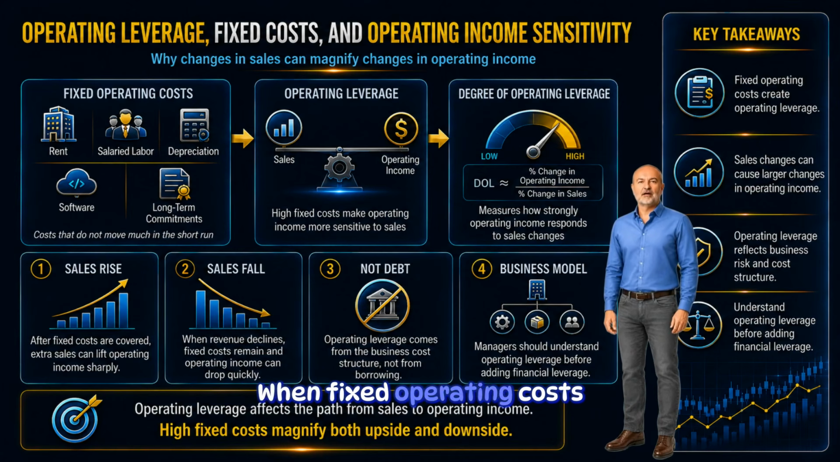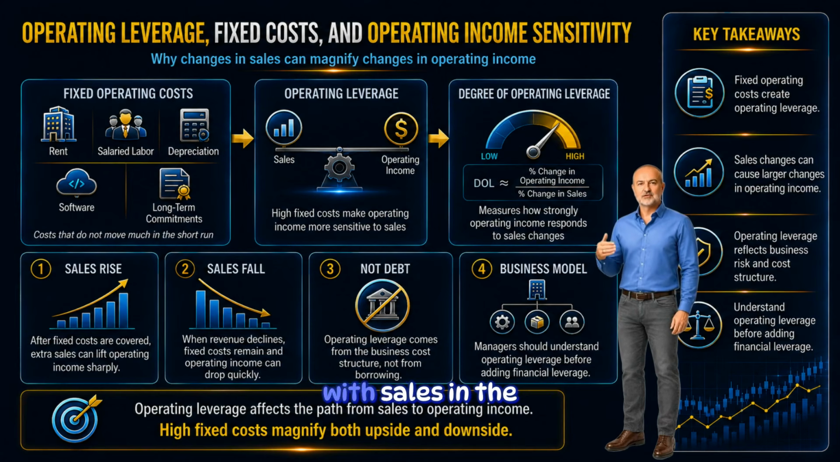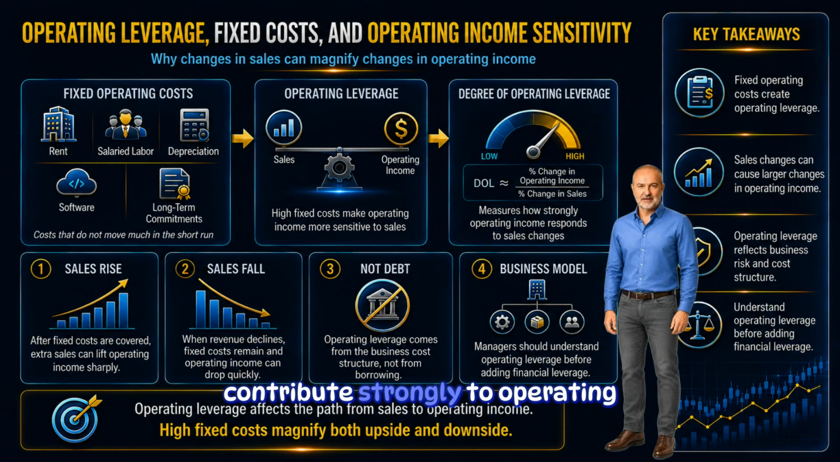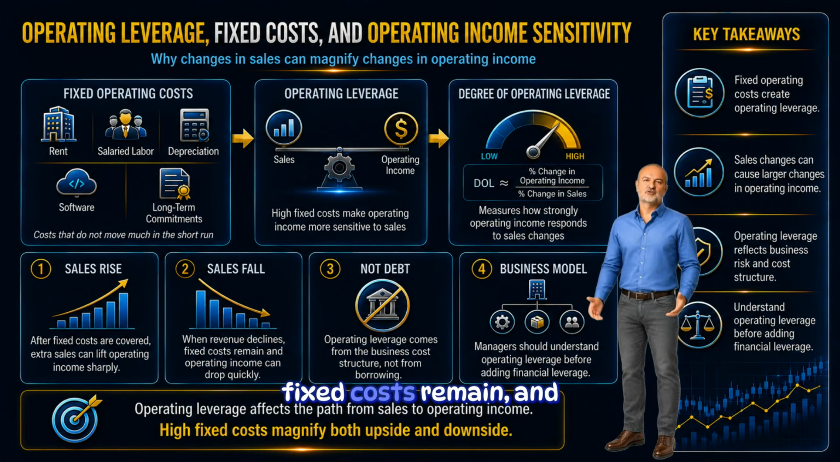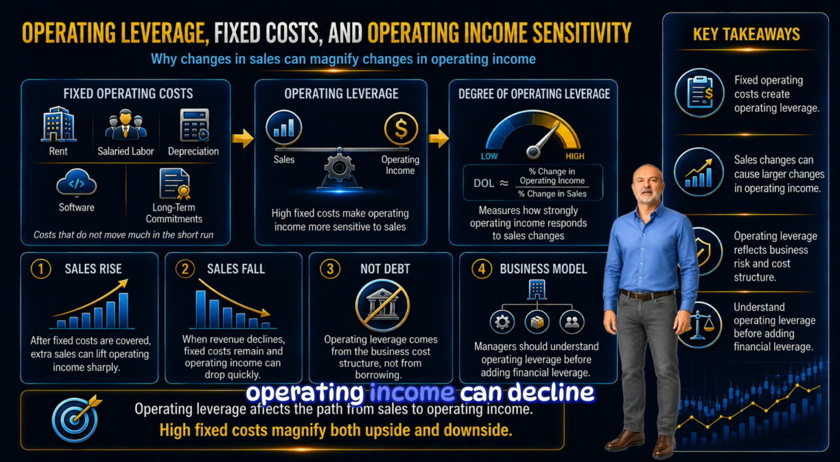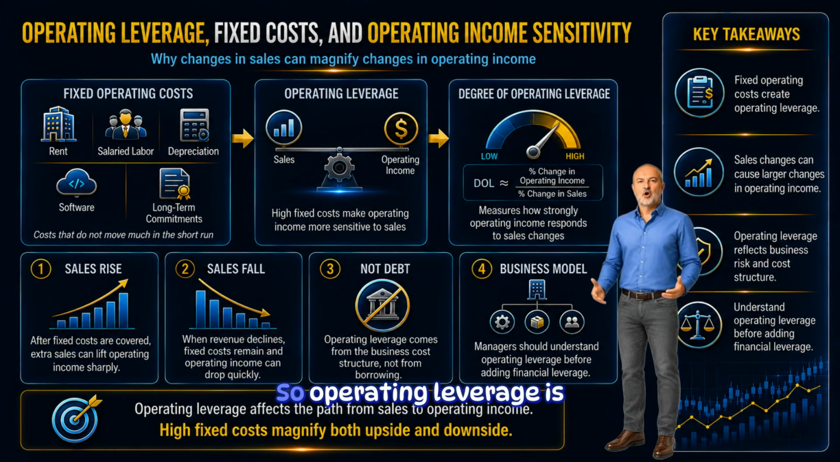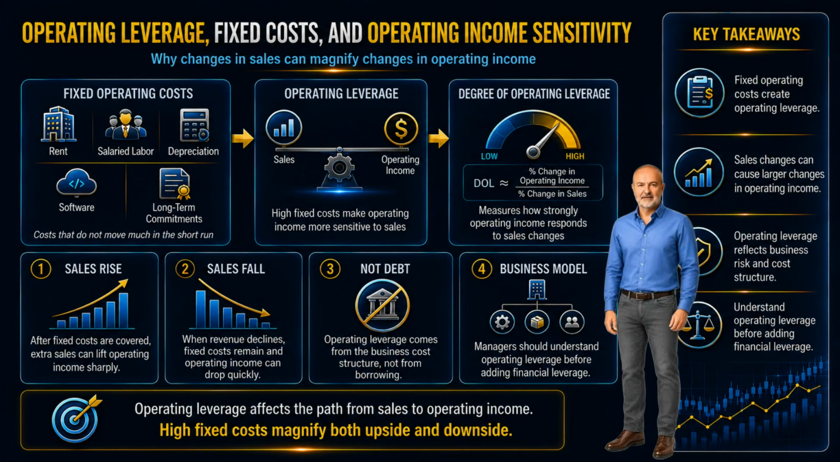When fixed operating costs are high, a change in sales can create a larger change in operating income. This is because fixed operating costs do not automatically rise and fall with sales in the short run. Once those costs are covered, additional sales can contribute strongly to operating income. But when sales fall, fixed costs remain, and operating income can decline sharply. So operating leverage is not about debt. It is about the cost structure of the business.